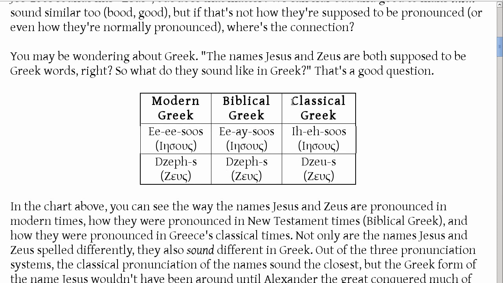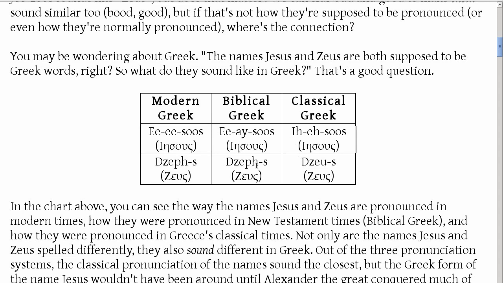In classical Greek, which is like Homer's time, Plato's time, things like that, a long time ago, Jesus would have been pronounced Iesus, with the accent on sus. Zeus would have been pronounced different, and it's kind of hard for me to pronounce it. It's Zeus, or something like that. The epsilon makes an S sound, and then the upsilon makes a U sound, I believe, and you're supposed to glide them together. Zeus, something like that. So you can see Iesus, Zeus for biblical Greek, modern Greek, classical Greek.